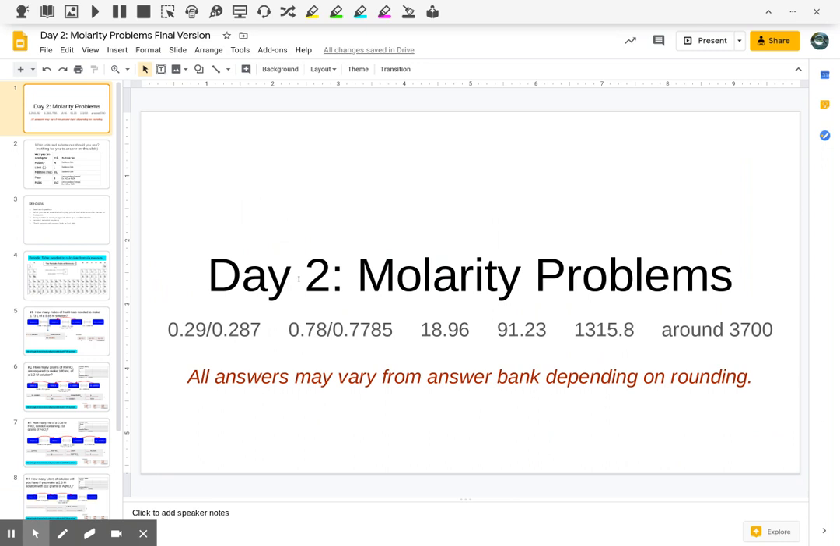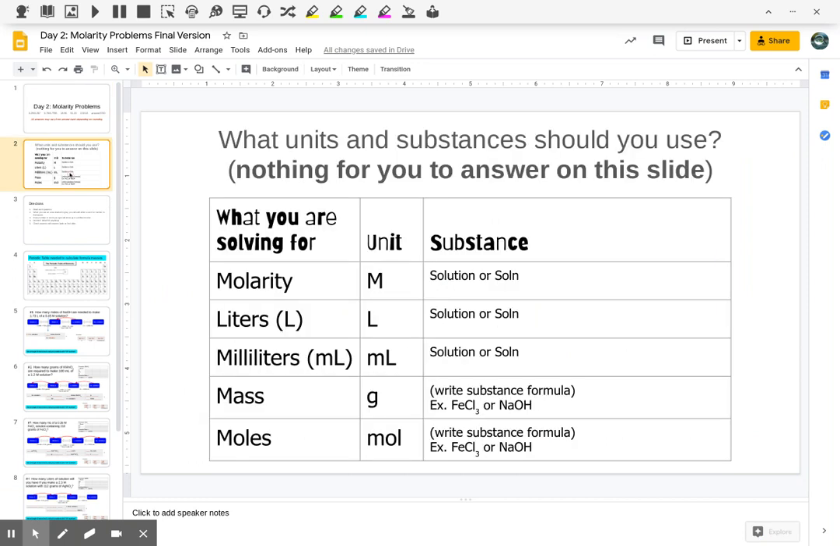We're going to do what's called the Day 2 Molarity Problems. And just like the other lesson for this week, we're going to use molarity as a conversion factor. I also put in this same slide so you would know what units you're going to use depending on what you're solving for. I can tell you that none of the problems will be solving for molarity. You'll be doing liters, milliliters, mass in grams, or moles.